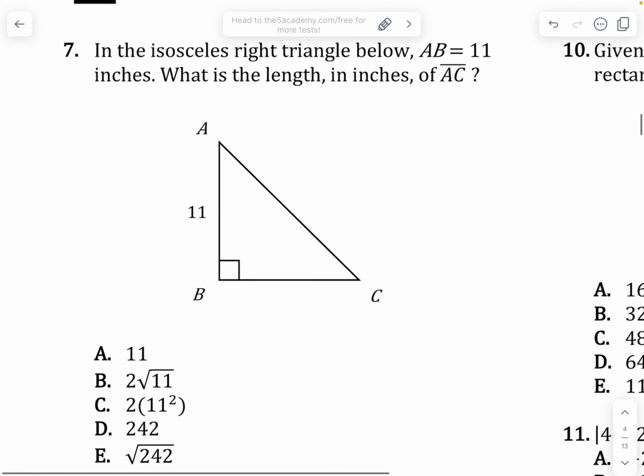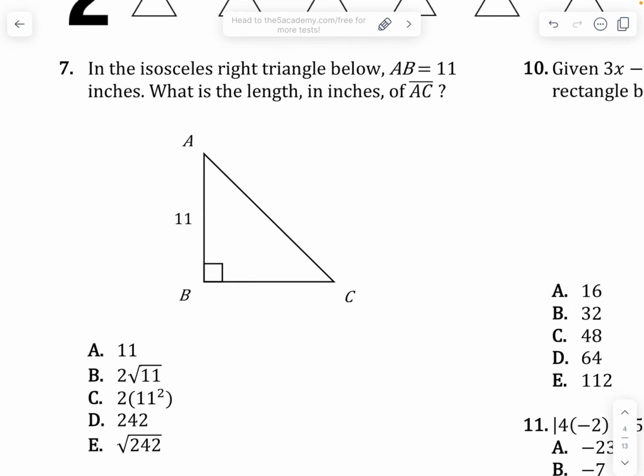If in the isosceles right triangle below, AB is equal to 11 inches, what is the length in inches of AC? Okay, isosceles right triangle, what does that mean? So first of all, right means one angle is going to be 90 degrees. So it's a right triangle. You can use hypotenuse. You can use Pythagorean theorem, and you can use sine, cosine, tangent ratios to solve this. So those are the tools that you can use.